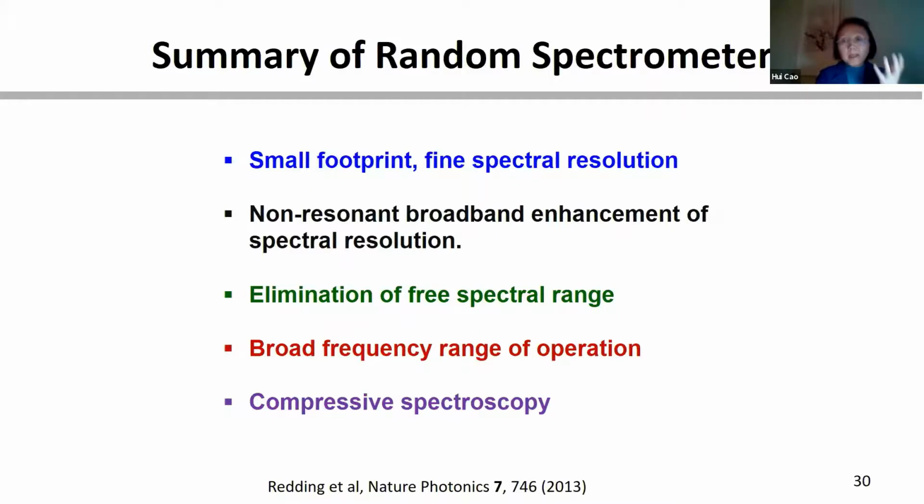But the cavity can only trap light for particular frequencies because a cavity has a resonant frequency. For any non-resonant frequency, you don't see this enhancement. But for a random structure, multiple scattering occurs for any wavelength. Therefore, we can have this kind of broadband, non-resonant enhancement of the spectral resolution. Furthermore, as I said, we can also eliminate the free spectral range. That allows us a very broad operation range. This kind of system is also well suited for compressive spectroscopy.